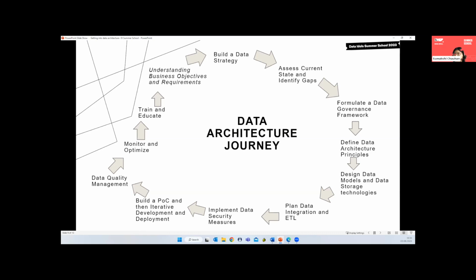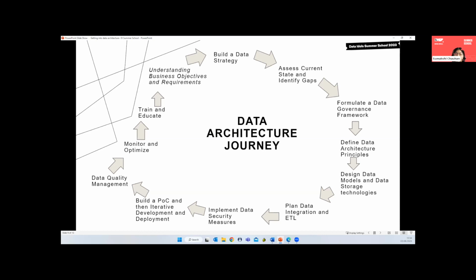Once we conduct the assessment of the current state and identify the gaps, we then establish the data governance frameworks to define who would own the particular data source, or what the data ownership would look like, what would be the policies, what would be the data quality standards that our organization should have at all times.